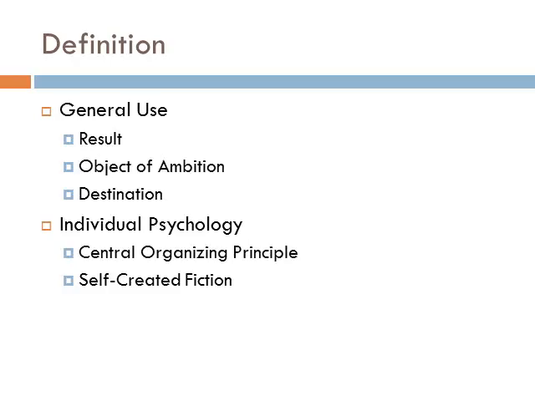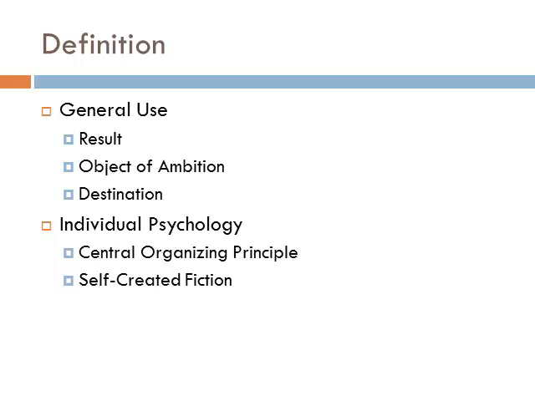First, let's consider the general definition of goal and the way that goal is used in the individual psychology literature. In general language, a goal is the result or achievement towards which effort is directed. It can also be the object of a person's ambition or effort, or the destination of a journey. In individual psychology, the analysis of the person is based on an understanding of the goal of the psychic movement, at various times called the fictional goal, the guiding self-ideal, or the fictional final goal by Adler.